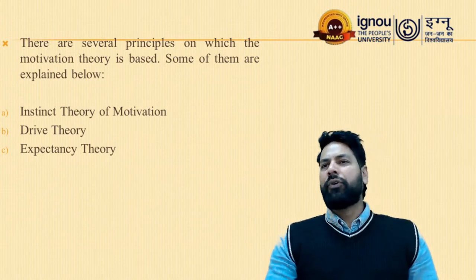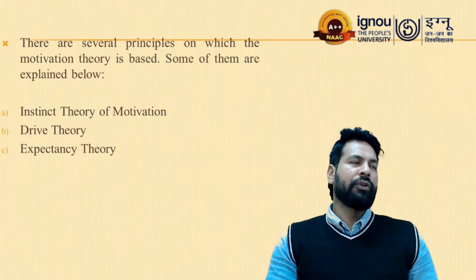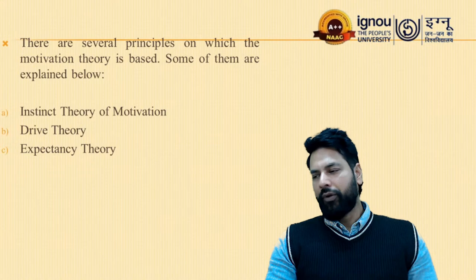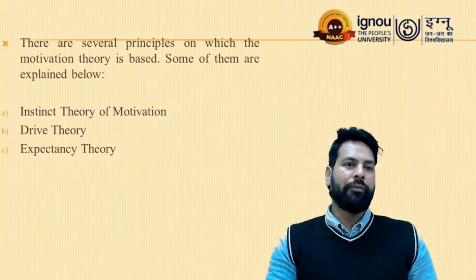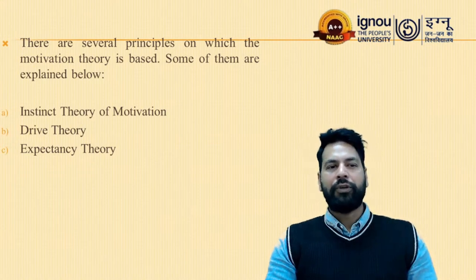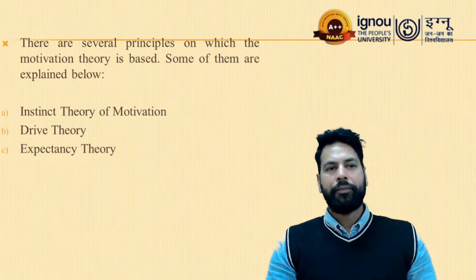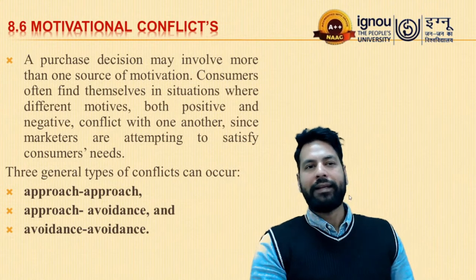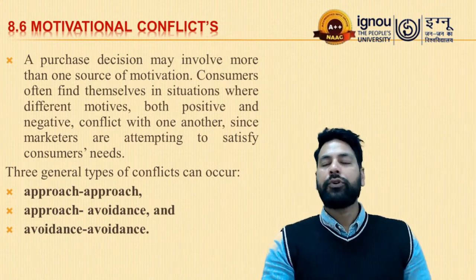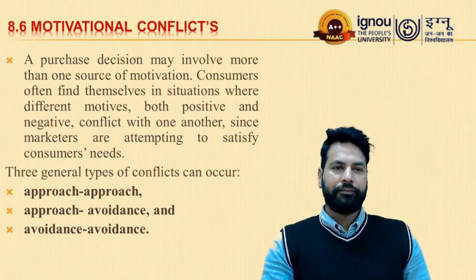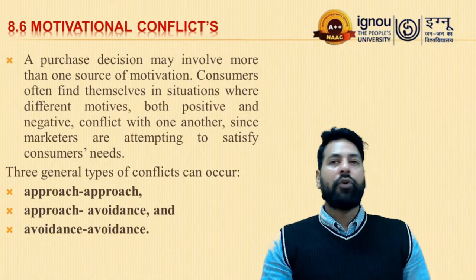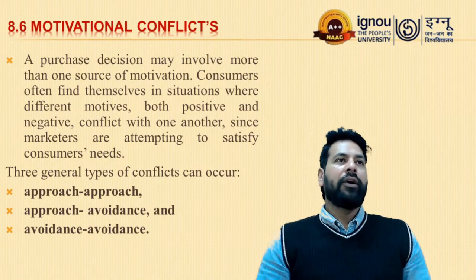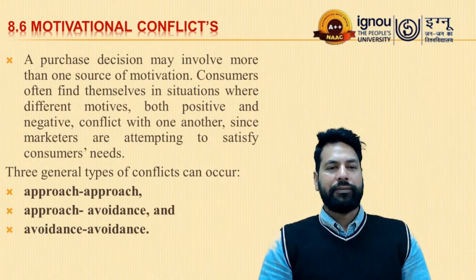Now, there are several principles on which, as I told you, the motivation theories are based, but the most important we have already spoken of, that is Abraham Maslow. But for the sake of information, there are three: instinct theory of motivation, drive theory, and expectancy theory. We'll move ahead. Now, motivational conflicts, what exactly is it? I would like you to read this. Motivational conflicts, as the name suggests, talks about the conflicts of motivation.